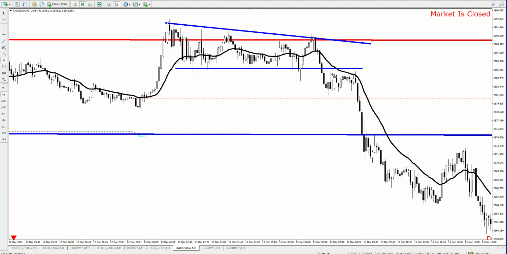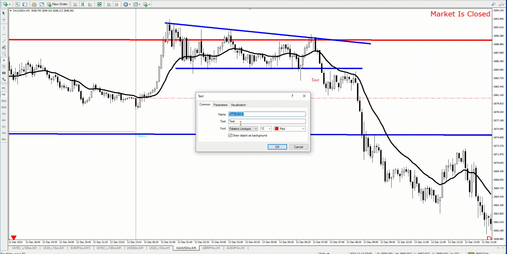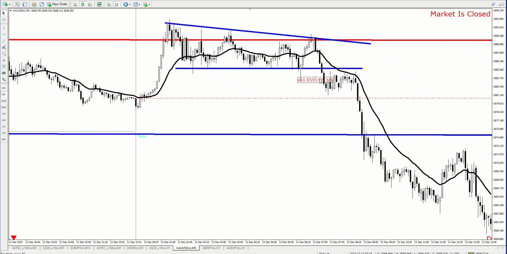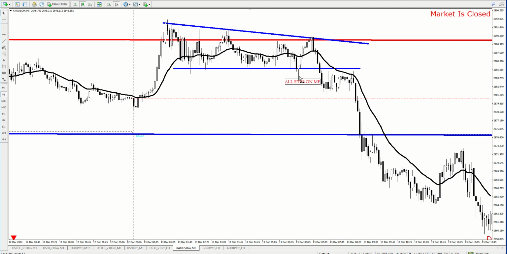I call this all eyes on me. Okay, you can take the breakout, it's okay, but mostly on gold I just love this as all eyes on me. You see, all eyes on me. It's this breakout over here, all eyes on me.